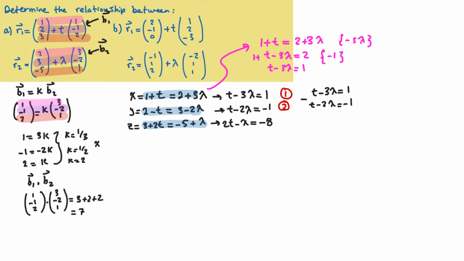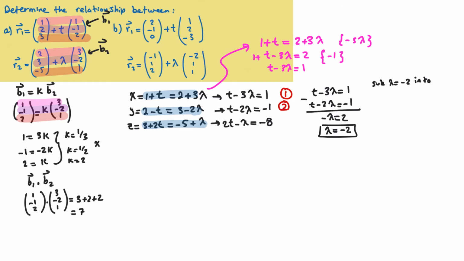I'm going to subtract both of them, and the t's cancel here, and then I will have negative 3 lambda minus negative 2 lambda, and that's the same as negative 3 lambda plus 2 lambda, which will give me negative lambda. And on this side, I have 1 minus negative 1, that's 1 plus 1, which is equal to 2. Meaning that lambda, if I multiply both sides by negative 1, is equal to negative 2.